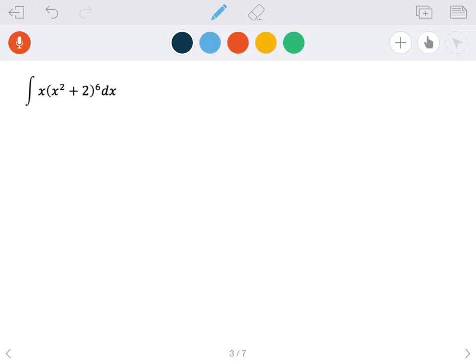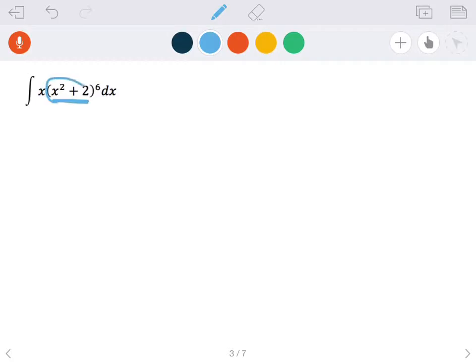Now I could solve this one. I've got x times x squared plus 2 raised to the 6th power. I could solve that by completely expanding x squared plus 2 to the 6th. So that's like foiling 6 times. I don't want to do that. I want to find a shortcut. And my shortcut can be letting this equal u.